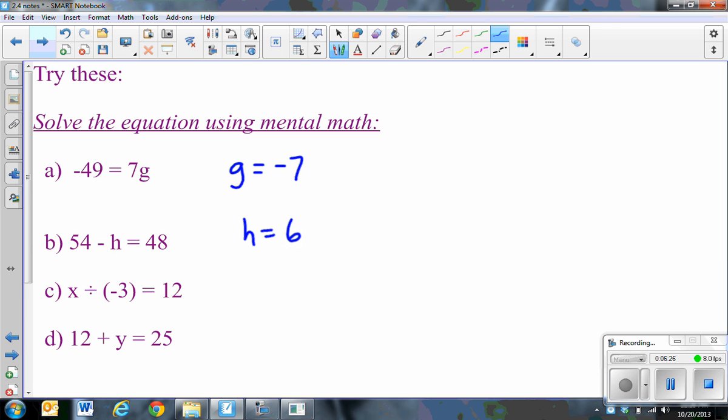Okay, in example C, the answer would be negative 36, because negative 36 divided by negative 3 is 12. And in the last example, y is 13. And that's it.